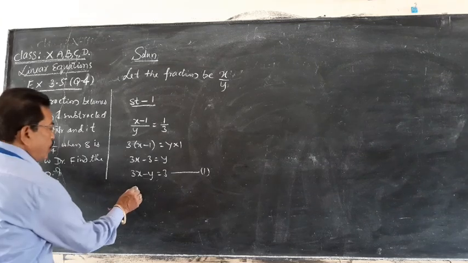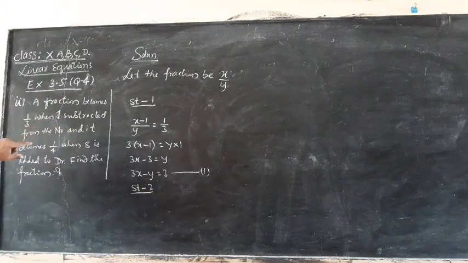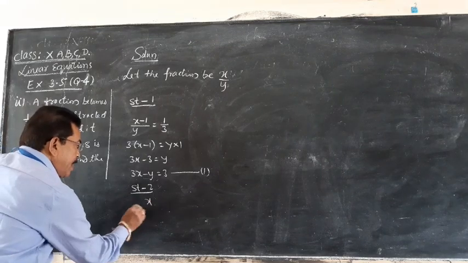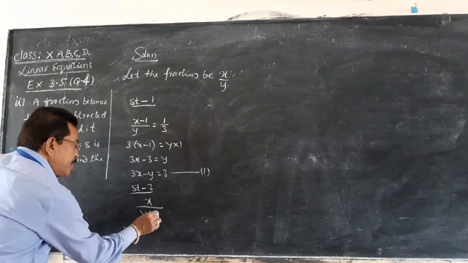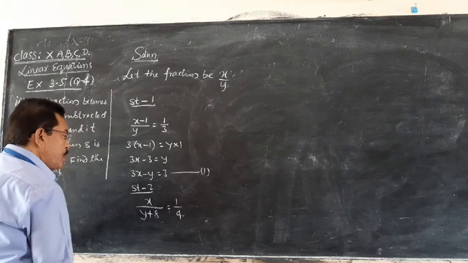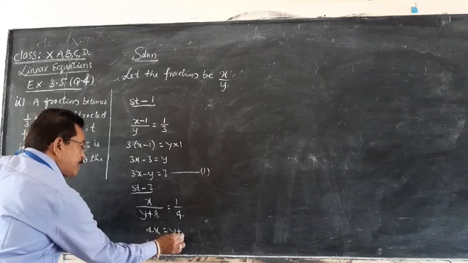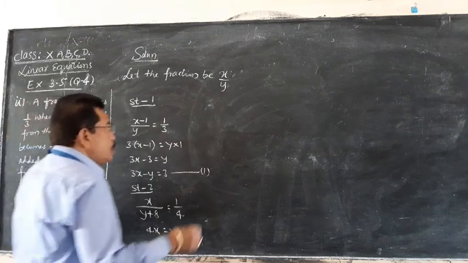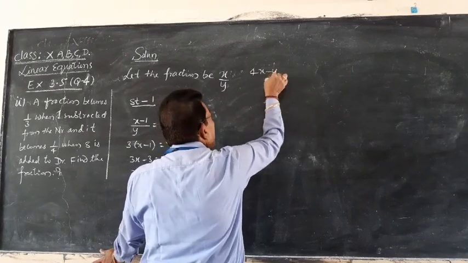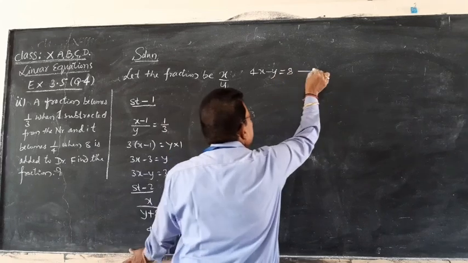Then statement 2. It becomes 1 by 4 when 8 is added to the denominator. x divided by y, 8 is added to the denominator. It becomes how much? 1 by 4. Okay, cross multiply. 4x equals to 1 multiplied by y plus 8. So 4x minus y equals to 8. This one is the second equation.